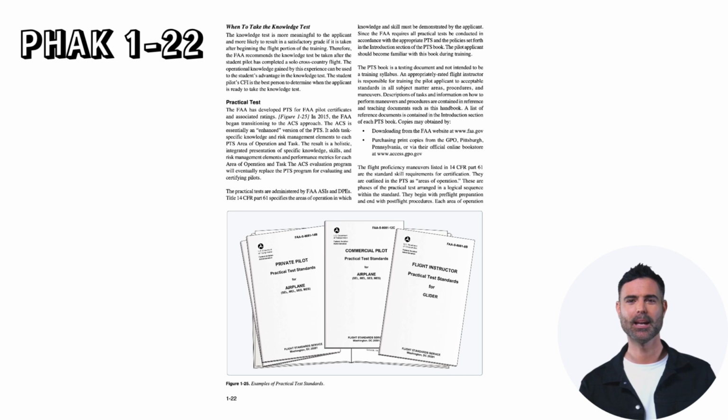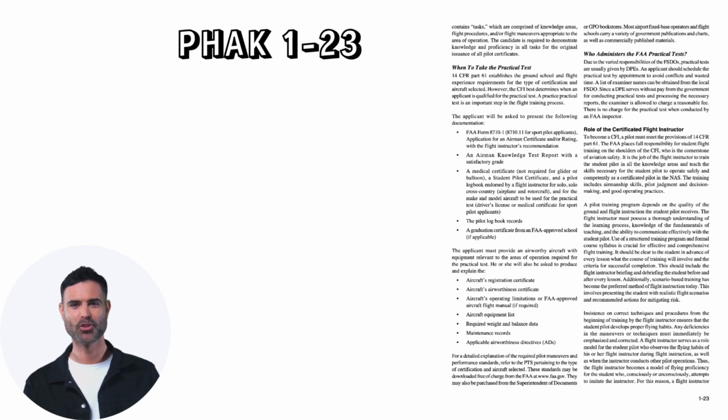The flight proficiency maneuvers listed in 14 CFR Part 61 are the standard skill requirements for certification. They are outlined in the PTS as areas of operation. These are phases of the practical test arranged in a logical sequence within the standard. They begin with pre-flight preparation and end with post-flight procedures. Each area of operation contains tasks, which are comprised of knowledge areas, flight procedures, and/or flight maneuvers appropriate to the area of operation. The candidate is required to demonstrate knowledge and proficiency in all tasks for the original issuance of all pilot certificates.